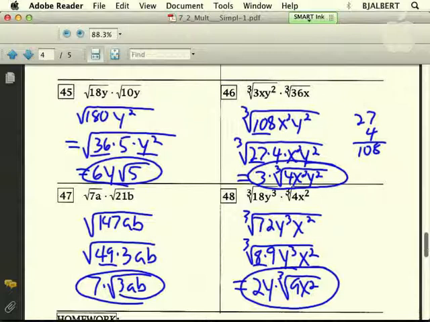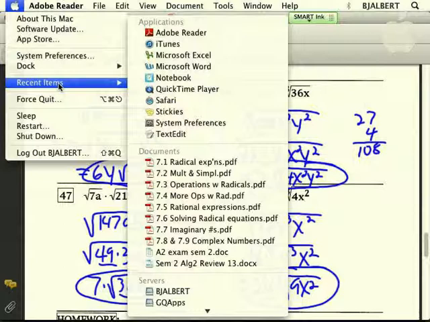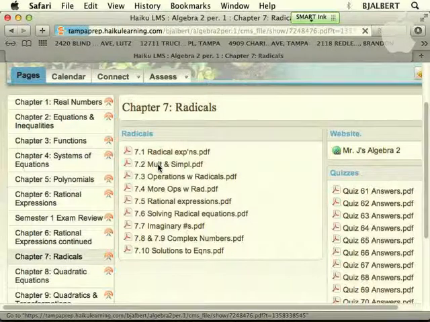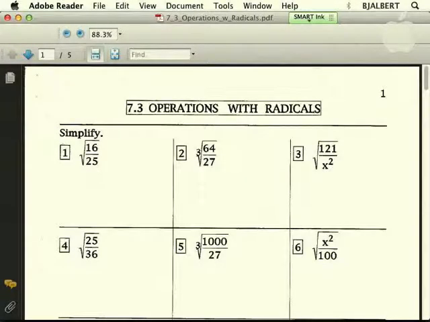Let's go back to haiku. And now let's go to 7.3. Whoops, already did 7.2. Let's see, 7.3. And scroll down to number 26.